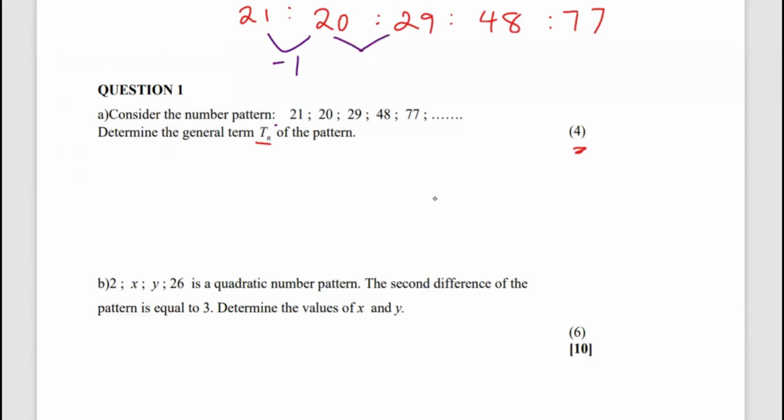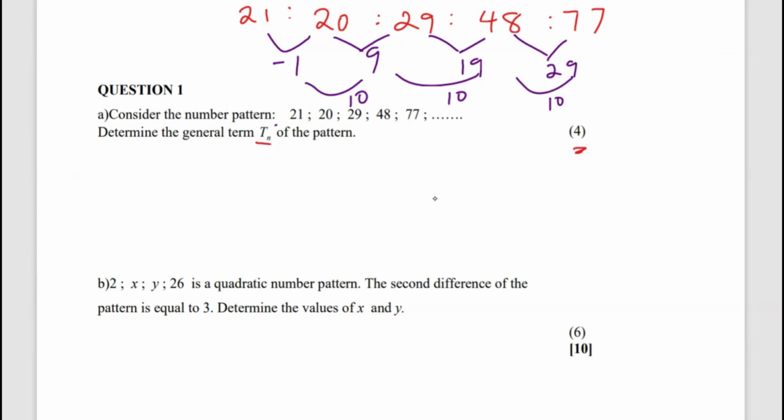And then 29 minus 20, that's going to be 9. And then 48 minus 29. That gives me a 19. And then 77 minus 48. That gives me a 29. Okay, so we're seeing the numbers are different. Let's see if there's something unique between the two. So 9 minus negative 1, which gives me a 10. 19 minus 9, it's a 10. 29 minus 19, which is a 10. So this is a quadratic pattern.